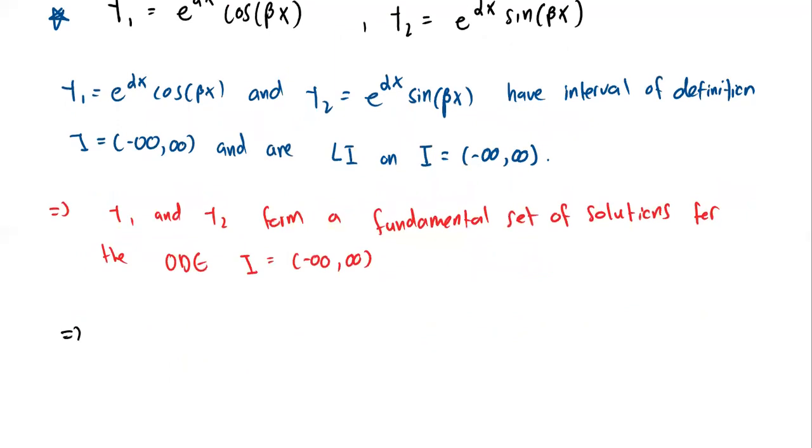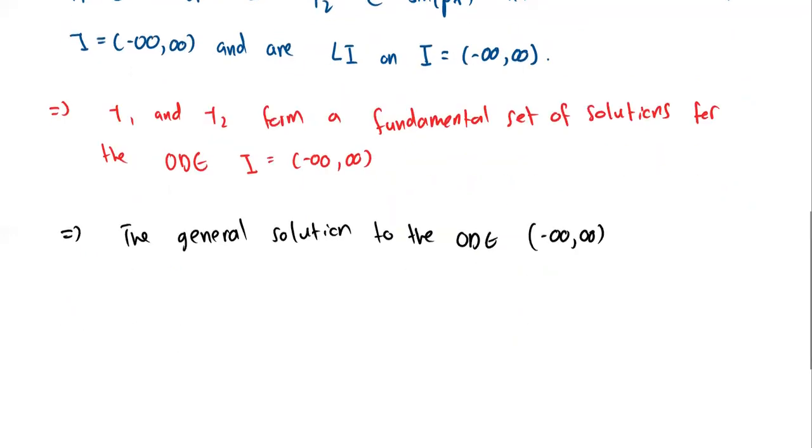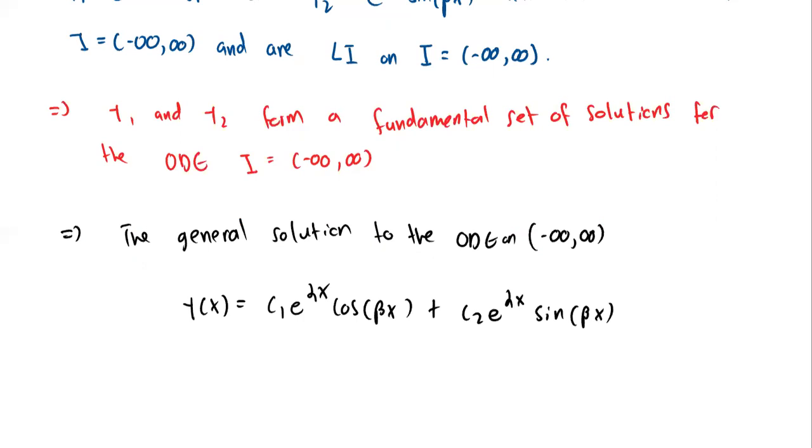So yeah, let's use black. The general solution to the ODE on, and this works again for all real numbers because these functions have interval of definition all real numbers and they're linearly independent for all real numbers, is given by any linear combination of these two functions. So C1 times e to the alpha x cosine of beta x plus C2 e to the alpha x sine of beta x. And this is the general solution.